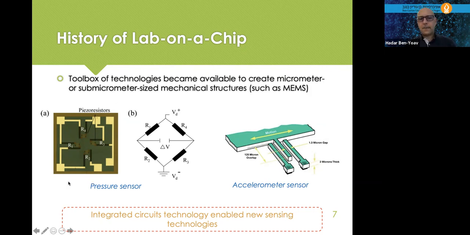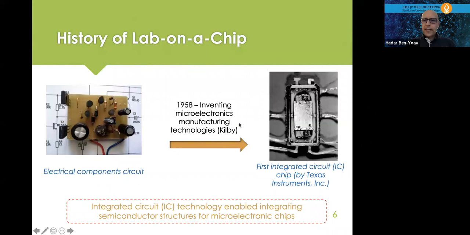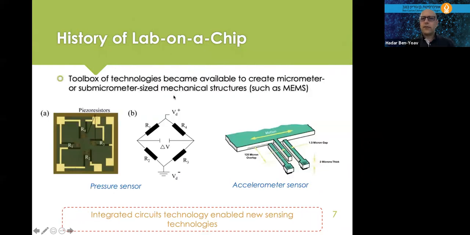For example, they were able to make those kind of resistors, piezoresistors, structures in a micro scale that together behave as a pressure sensor. They were able to make those small structures of interdigitated structures that later on were able to work as an accelerometer sensor to measure the acceleration. So this kind of technology that Kilby invented was able to now invent new types of devices, sub-micrometer size mechanical structures, which eventually also enabled the MEMS devices.